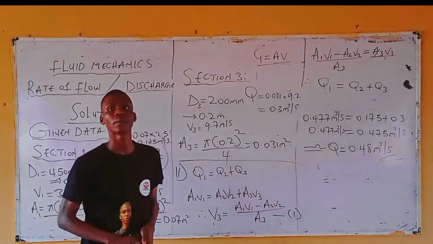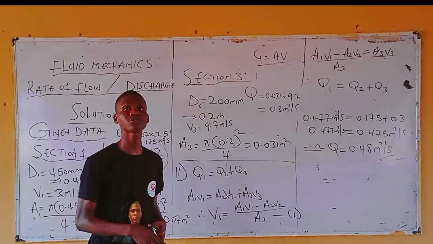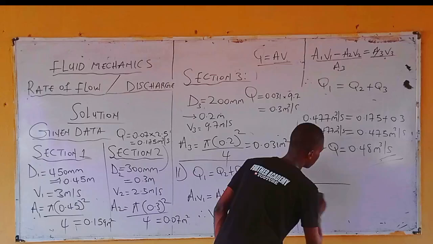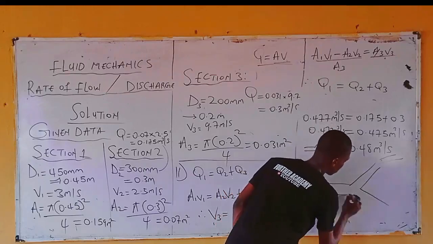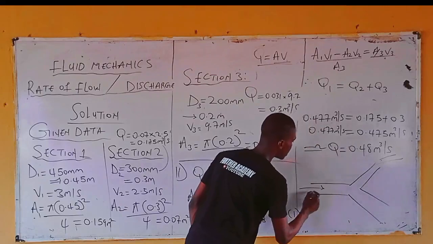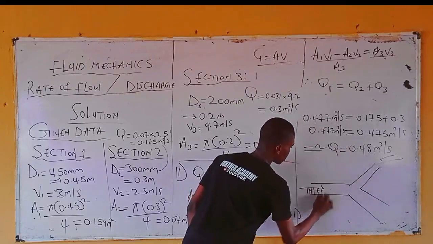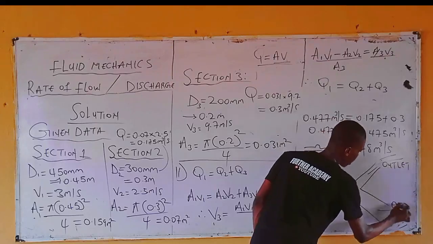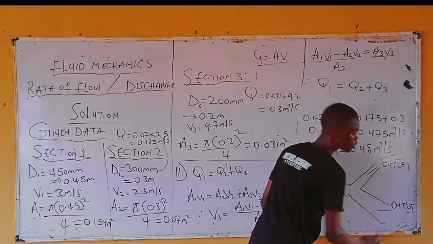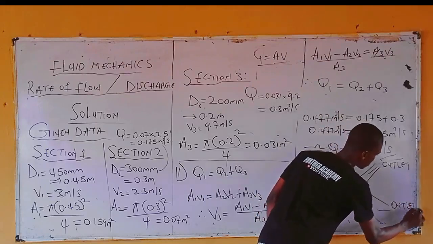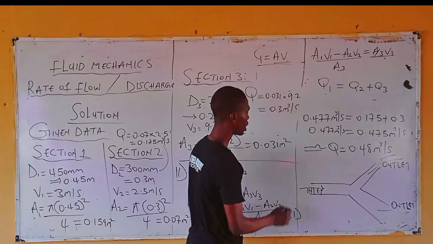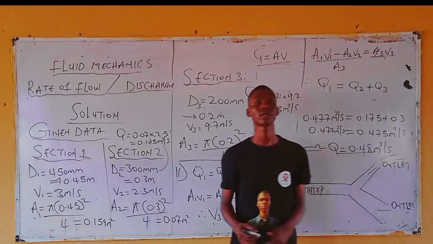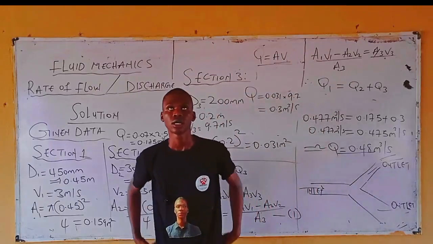That's it. Meaning the quantity of flow entering this pipe is the inlet, and these are the outlets. This is also the outlet. The quantity of flow at the entry is this one, and the outlet is this one. You understand what I'm saying? Yes. So that's it.